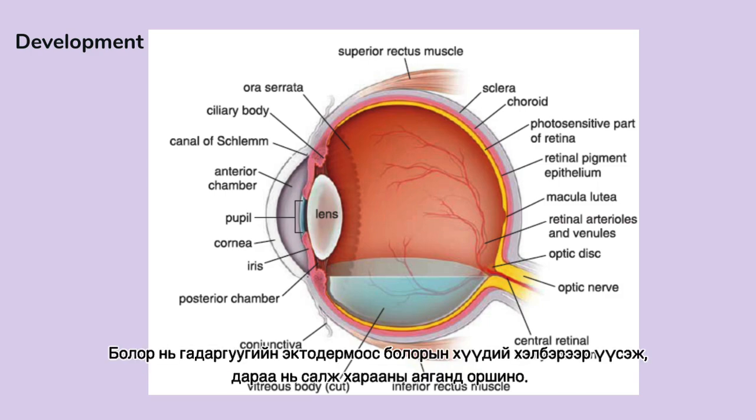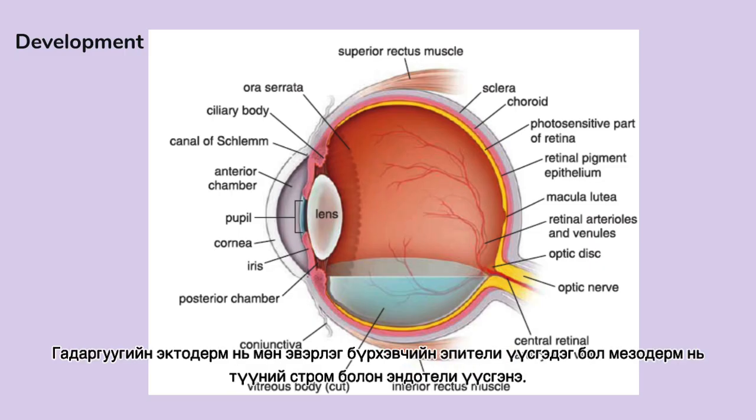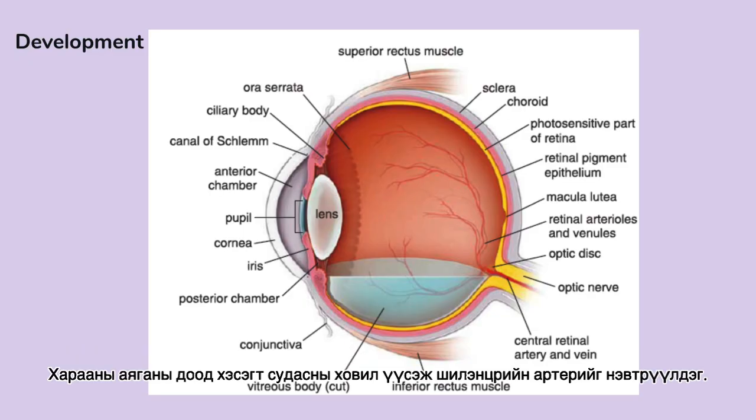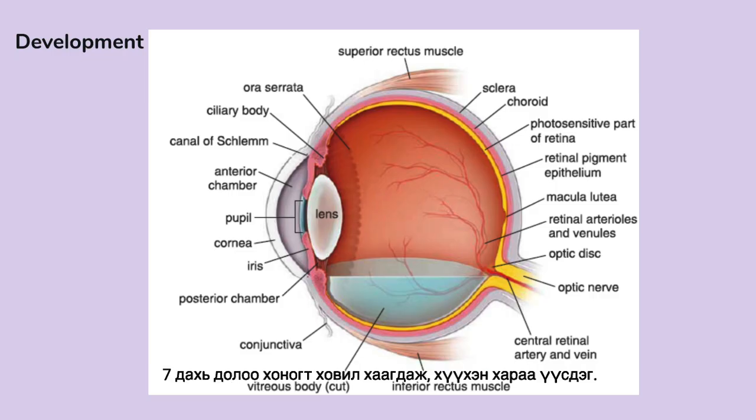The lens forms from the surface ectoderm as the lens vesicle, which later separates and sits inside the optic cup. That surface ectoderm also forms the corneal epithelium, while the mesoderm forms the corneal stroma and endothelium. The choroid fissure forms below the optic cup, and it allows the hyaloid artery, which later becomes the central retinal artery and vein. And then, by week 7, our pupil forms as the fissure closes.